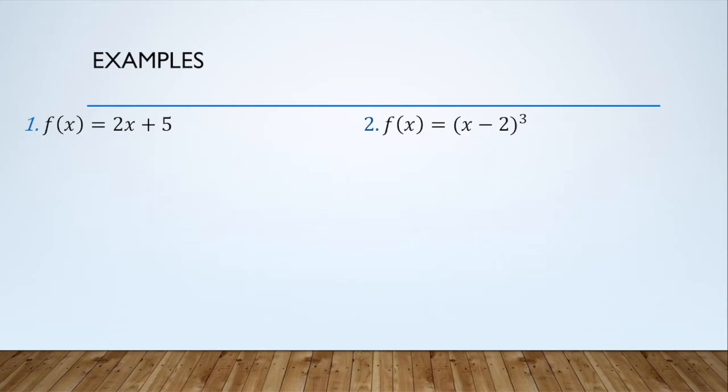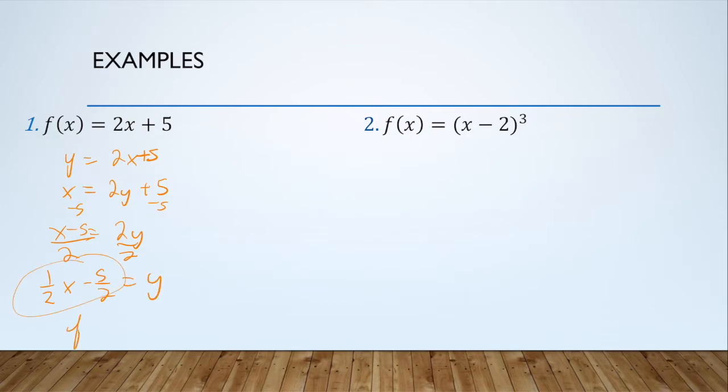So I have f of x equals 2x plus 5. So that's y equals 2x plus 5. I change my x and my y, and then I solve for y. So this right here, this is my inverse. So I write f inverse of x equals 1/2 x minus 5/2. And I knew this was a one-to-one function because this is a linear function.